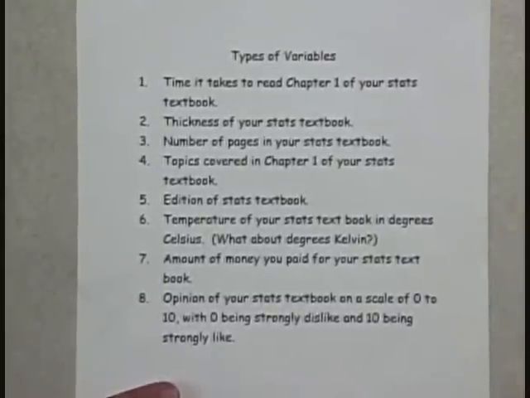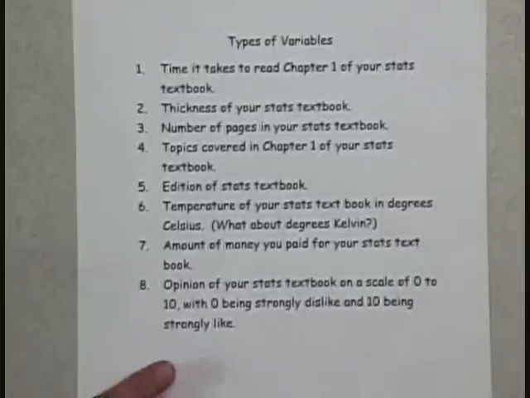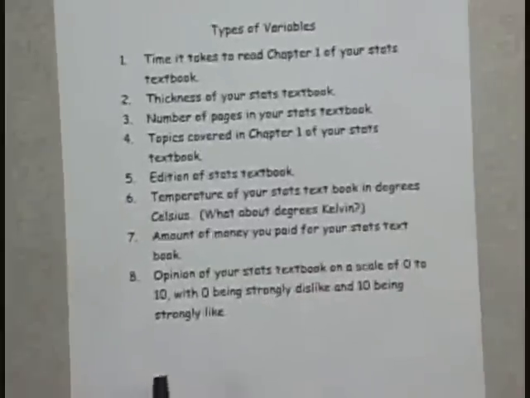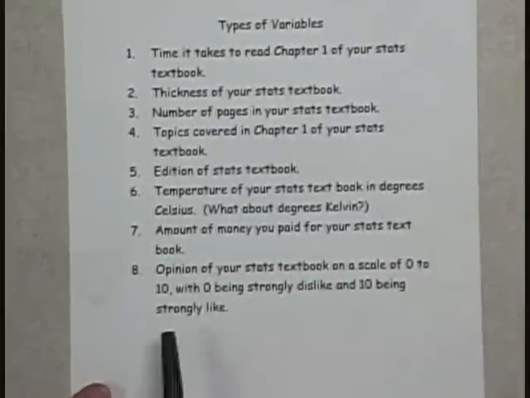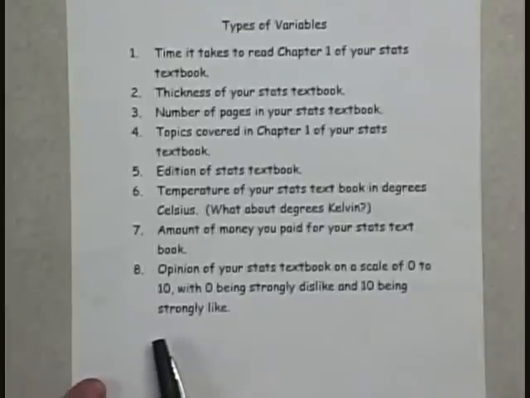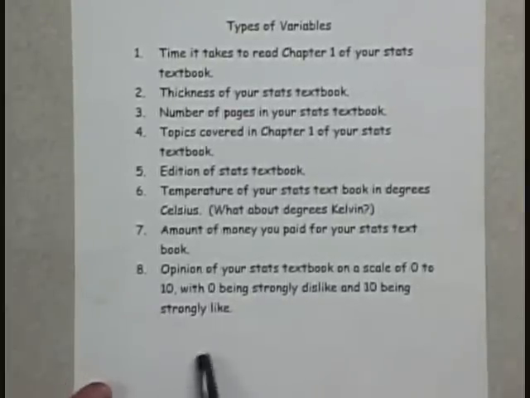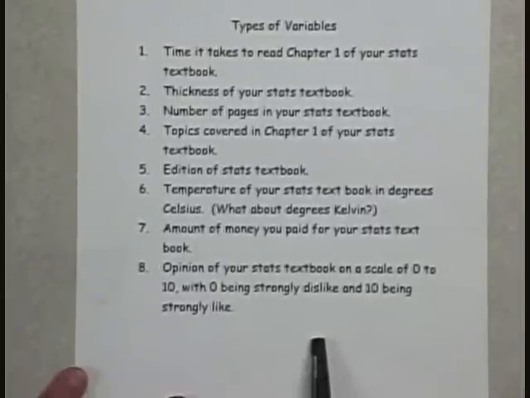Okay, so in this case, you have an absolute 0 starting point, and it would be a ratio scale for temperature. The amount of money you paid for your stats textbook, that is ratio. Numerical scale, absolute 0 starting point. I'm sorry, a natural 0 starting point. The opinion of your stats textbook on a scale of 0 to 10, with 0 being strongly dislike and 10 being strongly like. So this was my attempt to do another interval scale.